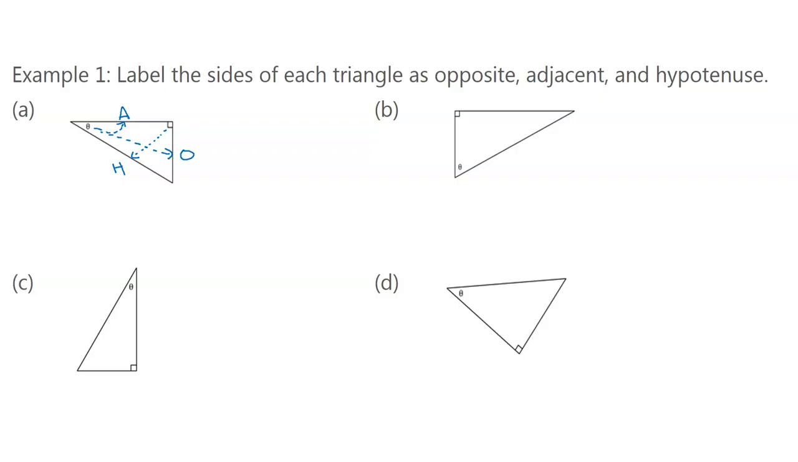Now for B, the hypotenuse will go here. The opposite will go up here, and that's the adjacent. For C, here's the hypotenuse, opposite is down here, this is the adjacent. And for D, here's the hypotenuse, here's the opposite, here's the adjacent.